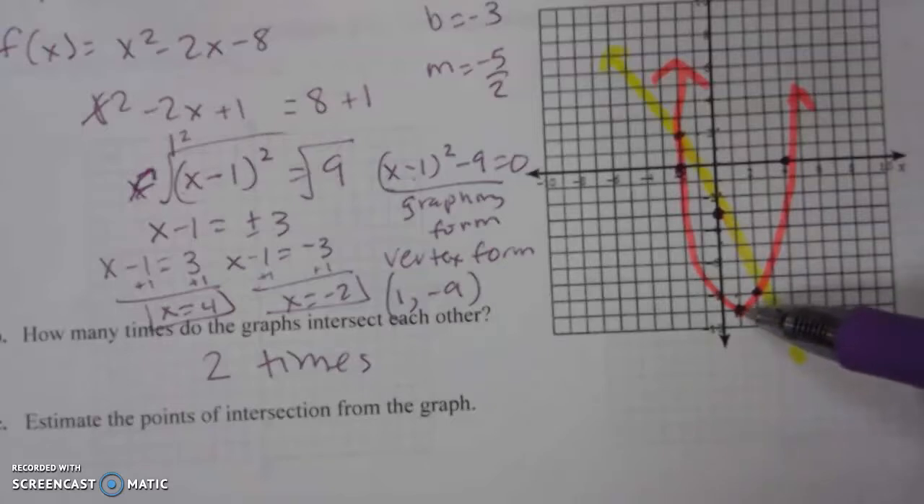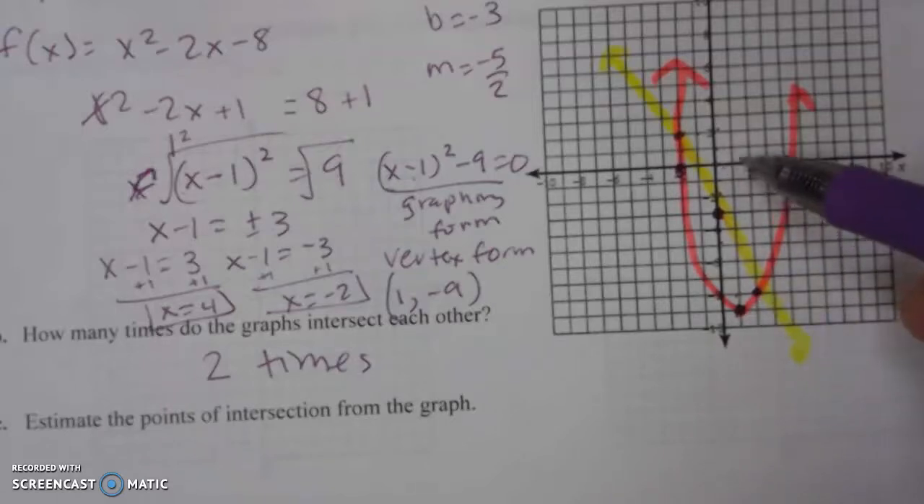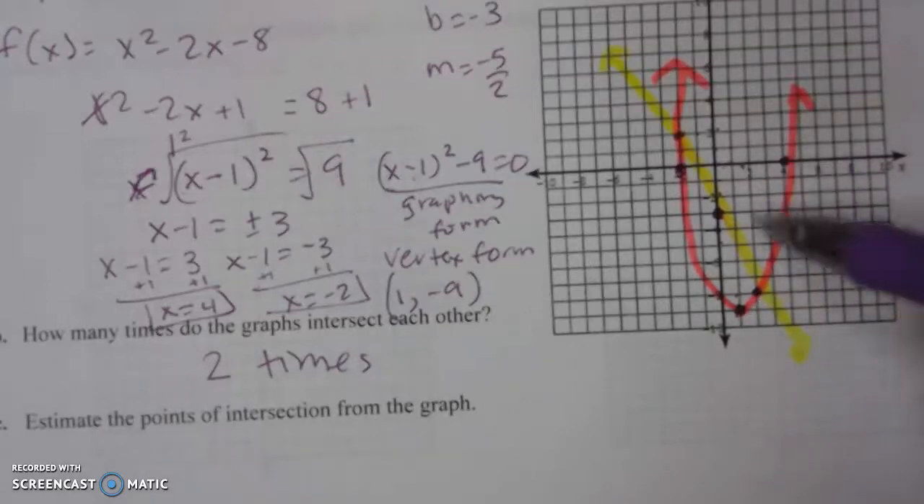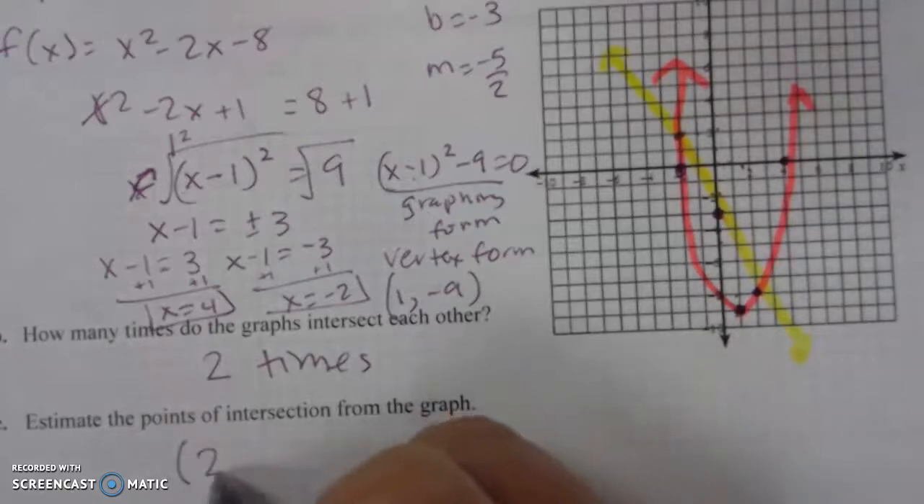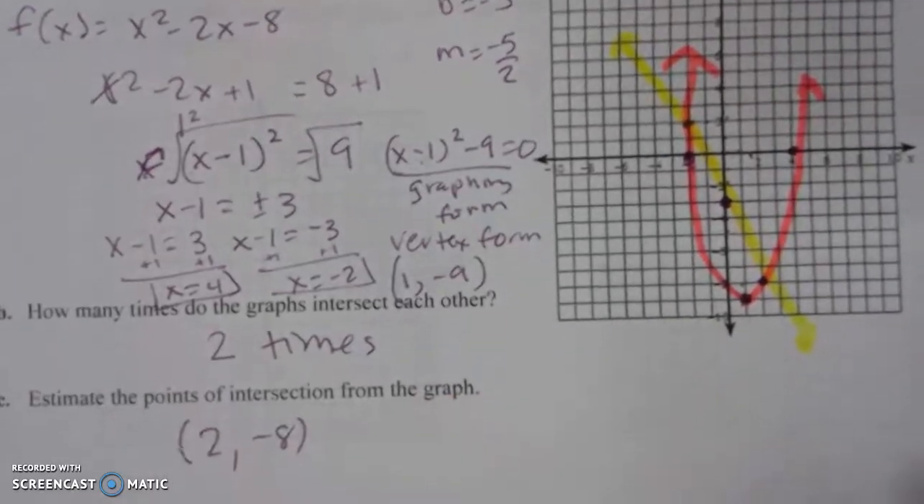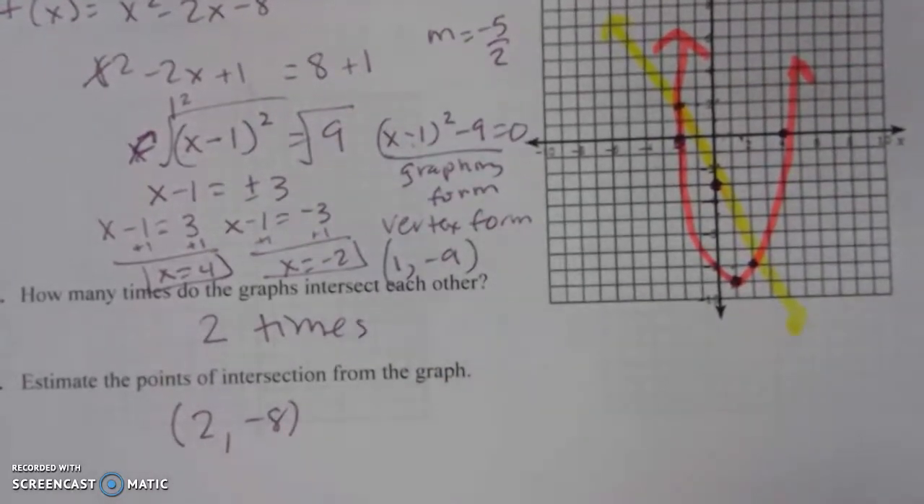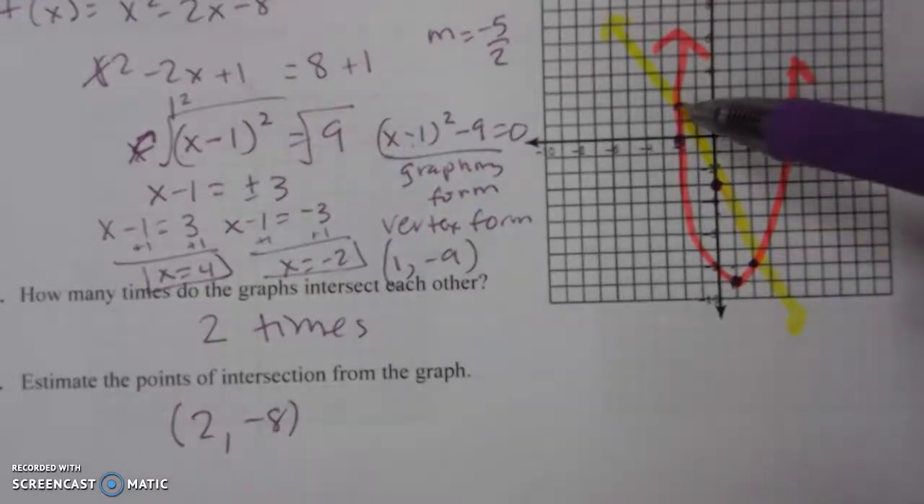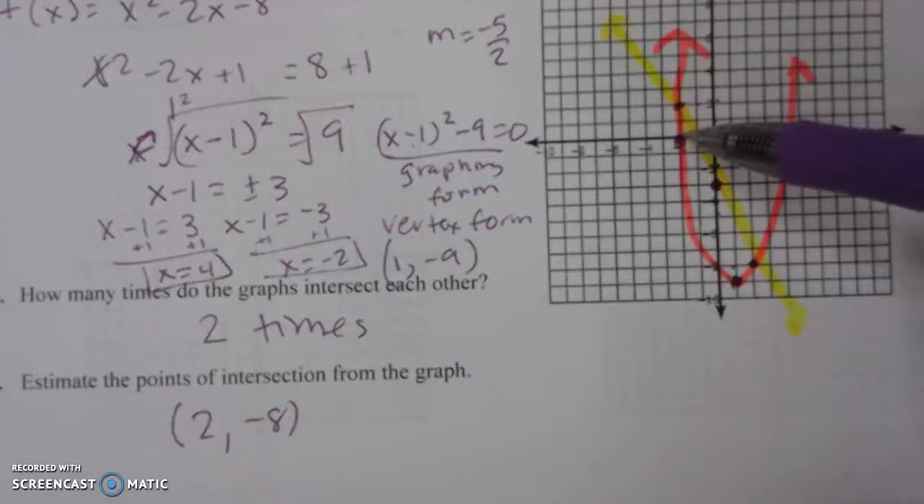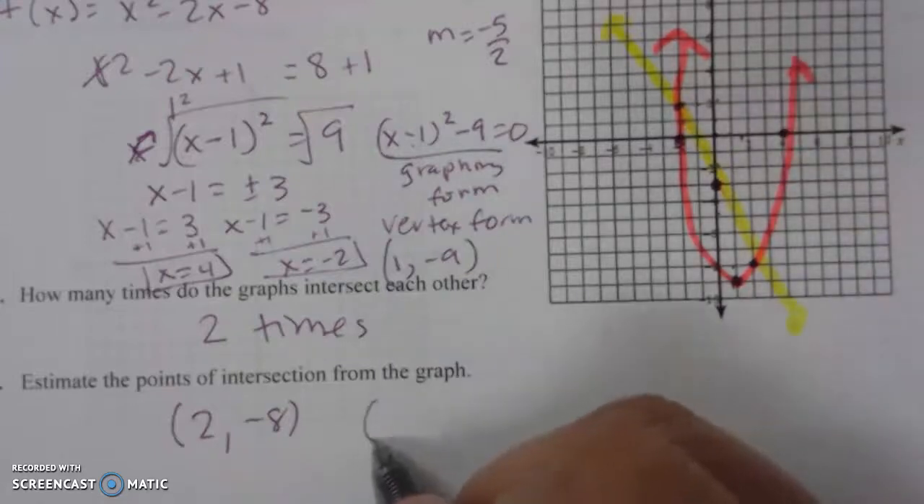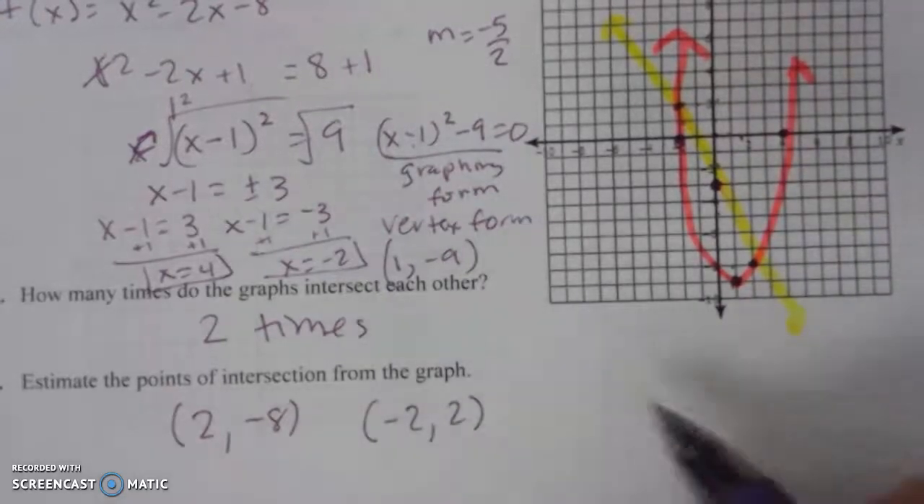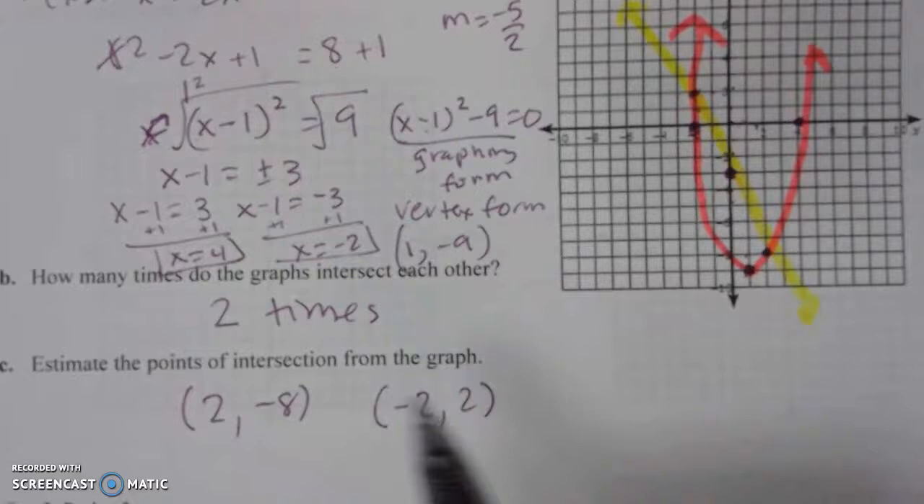So I'm going to get, what is that? 1, 2, -8. So 2, -8. We're just estimating right now. We haven't done the work to figure out exactly what they are. And then this one might be this point up here. Let's just say that it's -2, 2. So this is just an estimate, okay?